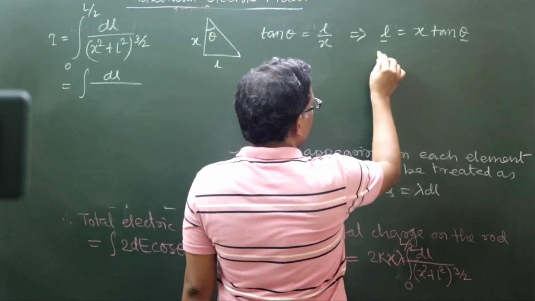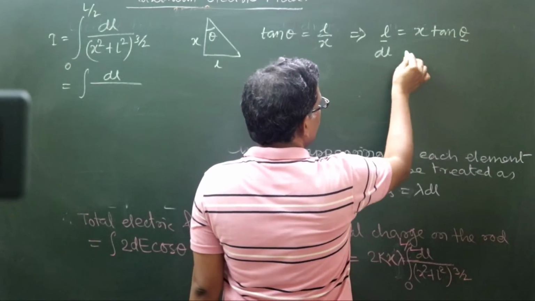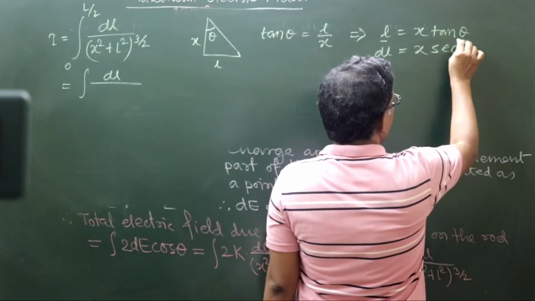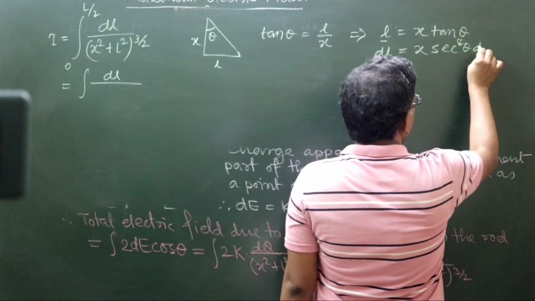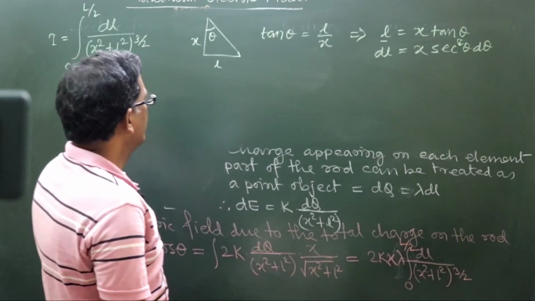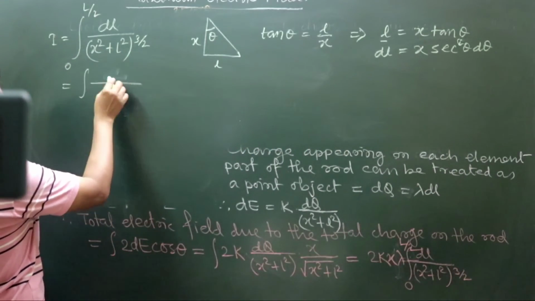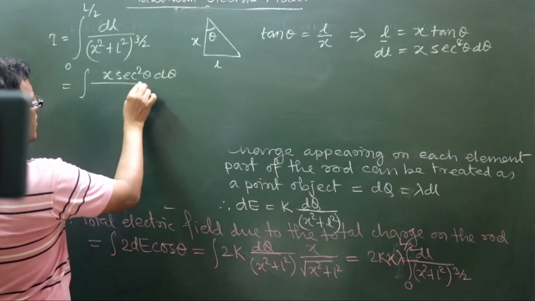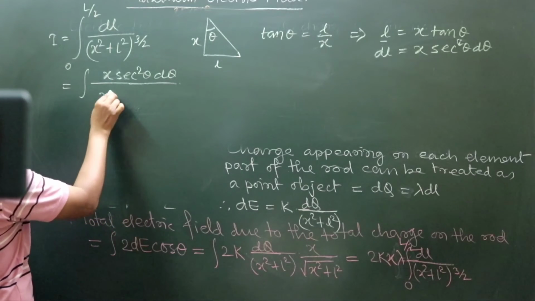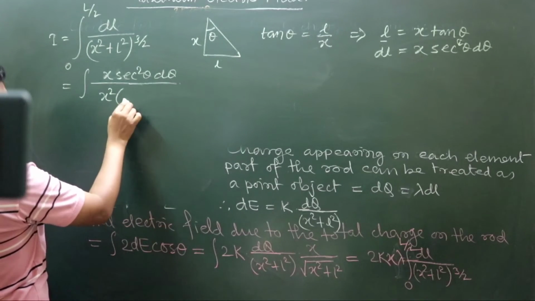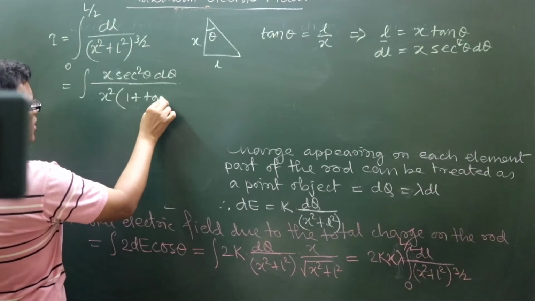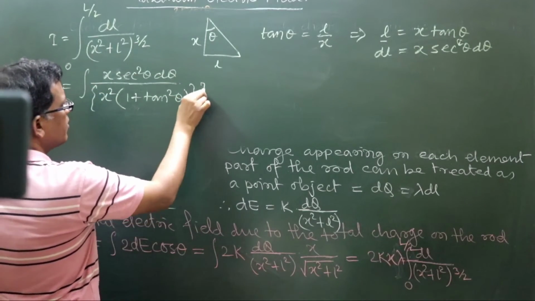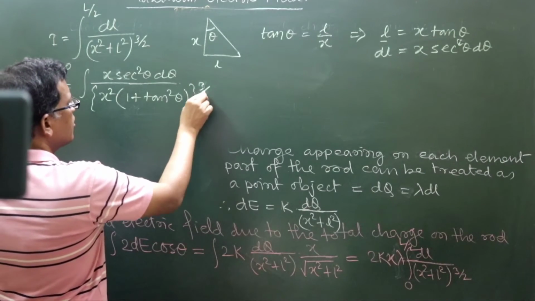So differentiating L with respect to theta, I can write dl is equal to X times the derivative of tan theta, which is sec square theta d theta, right? So therefore now instead of dl I can write X sec square theta d theta, and in the denominator, taking x square common, 1 plus tan square theta whole to the power 3 by 2, right? Yes or no?